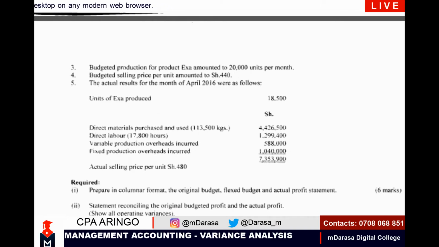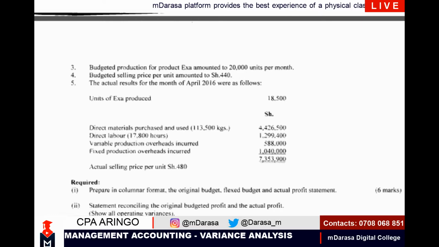I was given a figure of 4,426,500. That is the same as taking your 113,500 kgs times the actual price. How will you determine the actual price? To determine the actual price, you just take 4,426,500 divided by 113,500 kgs.